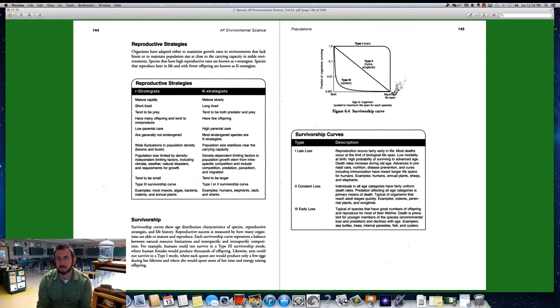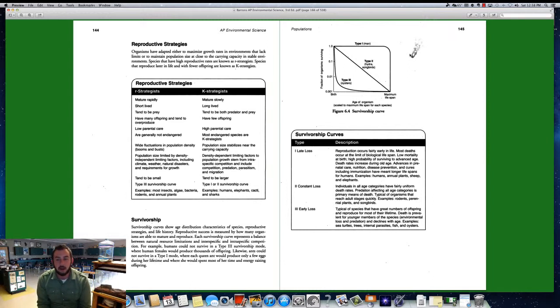Let's take a look at type 2. Type 2 starts off very high at birth, but then they slowly and gradually decline in numbers as they get older. So type 2 is constant loss, and the examples are songbirds. Individuals in all age categories have fairly uniform death rates.